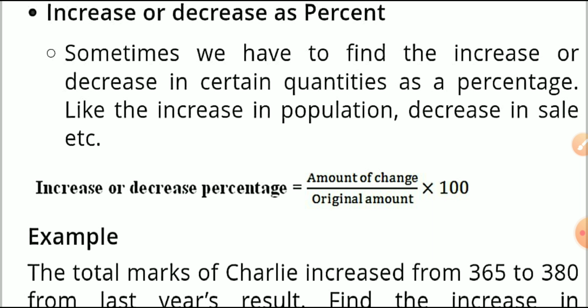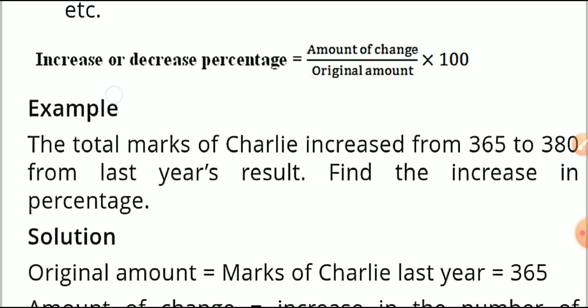So what will you do? 70 upon 130, which is the original amount. Why? Because firstly you had 130, now you have 200. So 200 is the new amount and 130 is the original amount. So hope you understand the meaning of amount of change over original amount. Multiply by 100. Now let's see one example based on this.